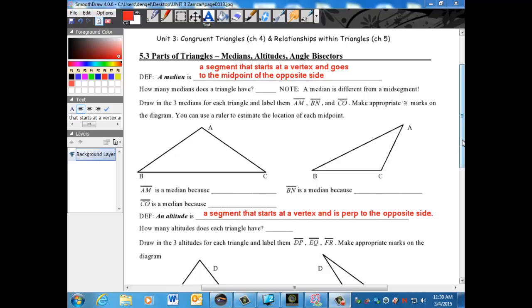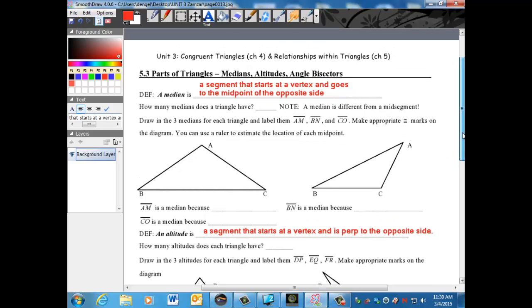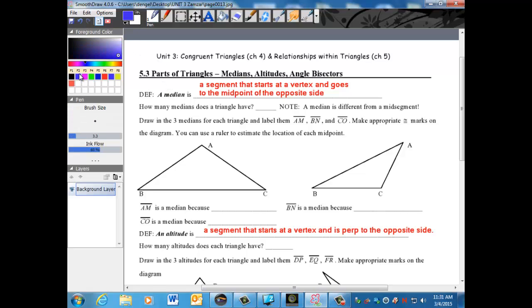Welcome back to geometry. We have a rather short lesson today, 5.3, and we're dealing with medians, altitudes, and angle bisectors, and they are parts of triangles. So the first question that we asked is, how many medians does a triangle have? Well, when we look at a median, note that a median is not a mid-segment.